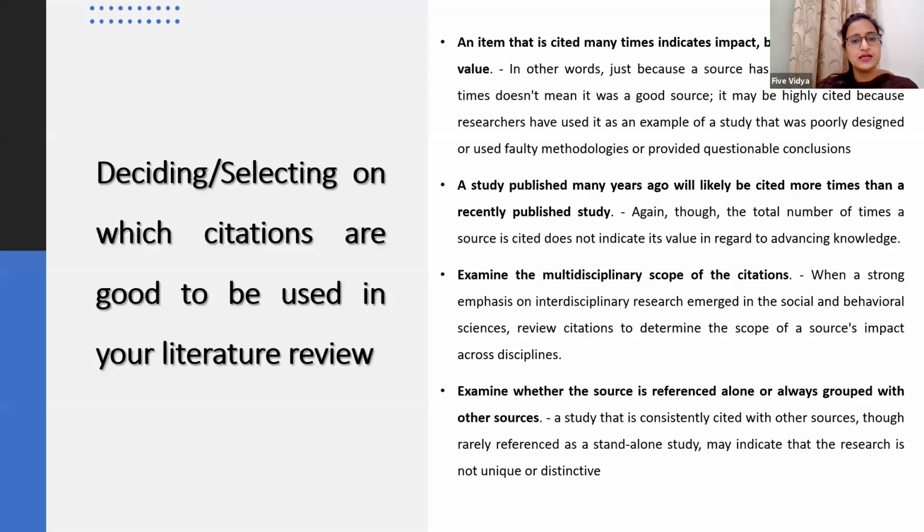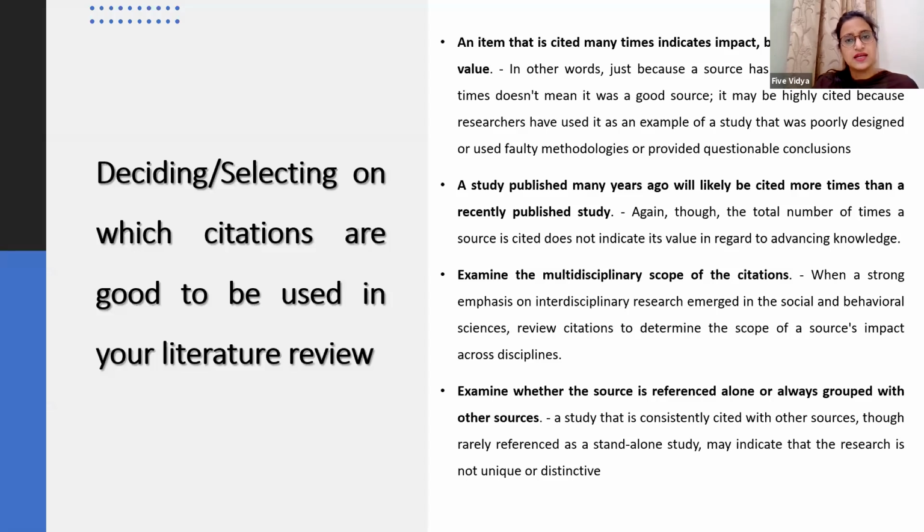Now, what are the tips or points which you need to consider while you are selecting any particular citation for your literature review? There are 4 points which you need to consider. First is, let's say you see a reference which has a good impact factor. First of all, I would like to explain what impact factor is. If a particular reference is cited a number of times, it increases the impact factor of that particular reference.